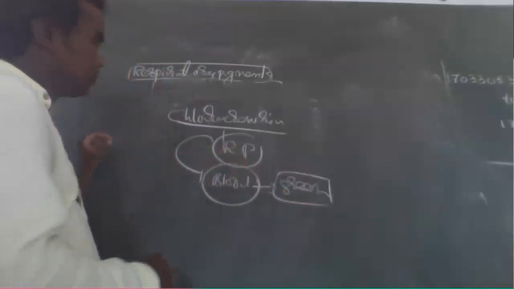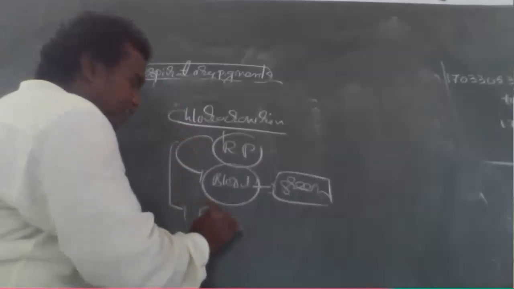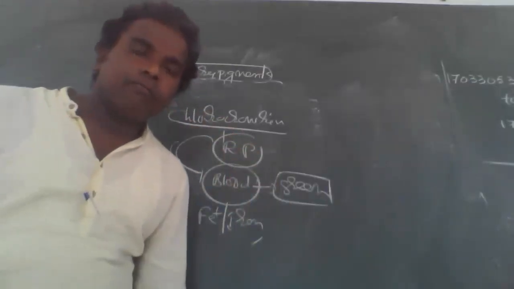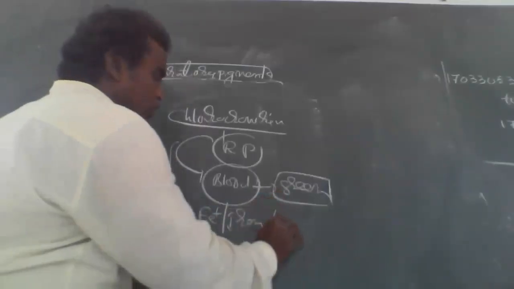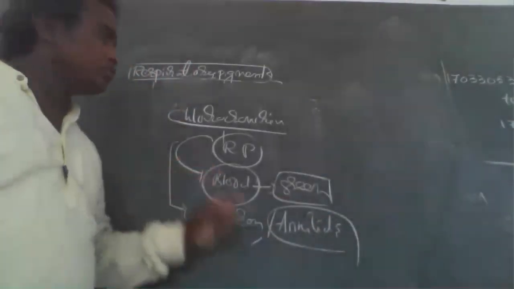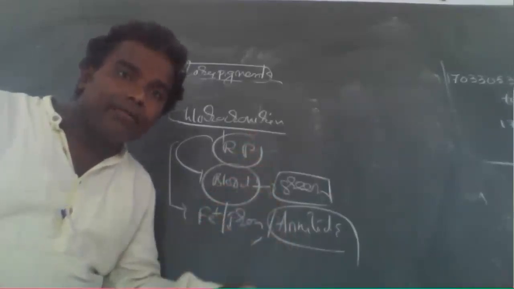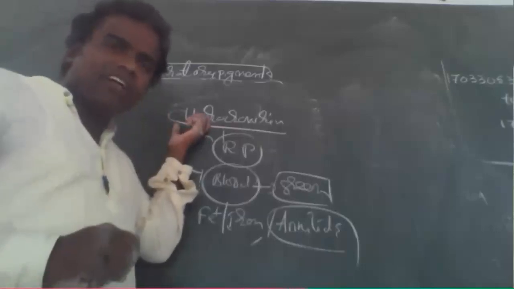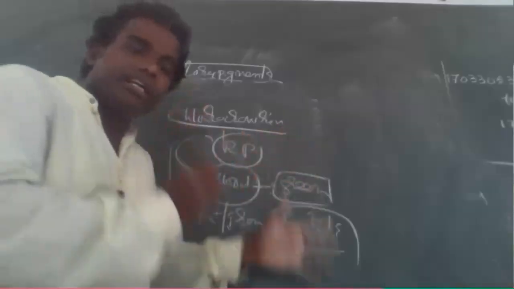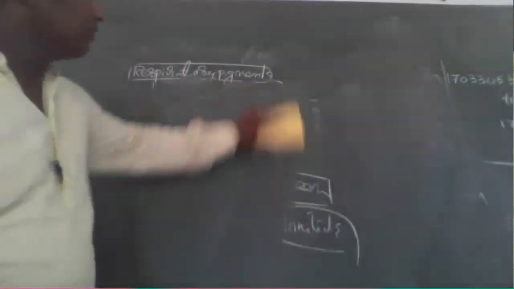Next, chlorocruorin contains the element ferrous or iron. Examples: a few annelida animals contain chlorocruorin, green color blood. Now, what is the function? Transport of oxygen and carbon dioxide from respiratory organ to tissue, tissue to respiratory organs. That is chlorocruorin.